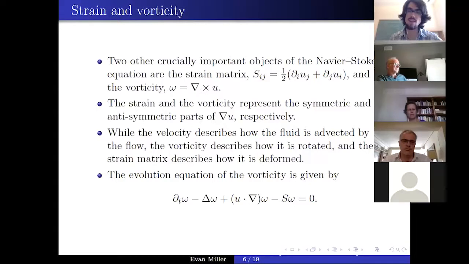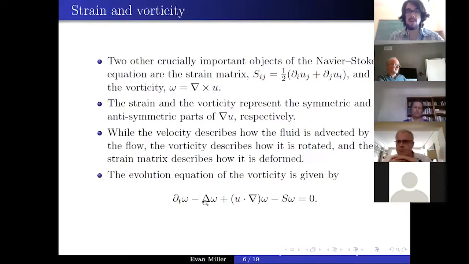While the velocity describes how the fluid is advected, so if you start at a certain point, where do you move to, the vorticity describes how it's rotated, and the strain describes how it's deformed. If you start with a sphere and look at how the sphere is advected by the flow, for a very short time, the way the sphere is stretched or compressed is given by the strain matrix. The vorticity has been studied fairly exhaustively, but there's been a lot less study on the strain. In fact, most of the study of the strain has been on how it affects the vorticity. The evolution equation for the vorticity is given by ∂_t omega minus Laplace omega plus u dot grad omega minus S omega equals zero.